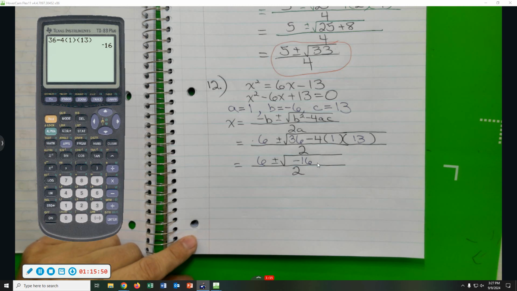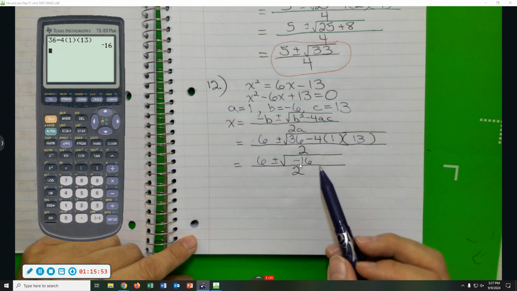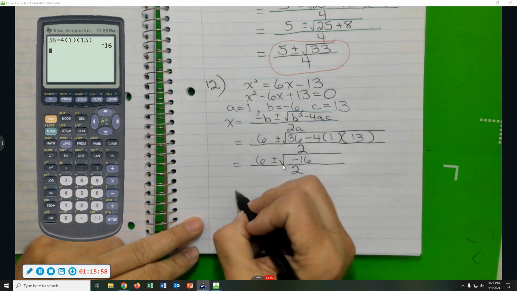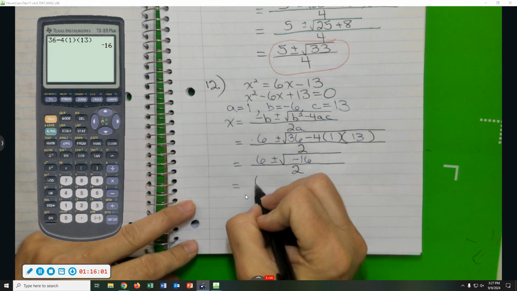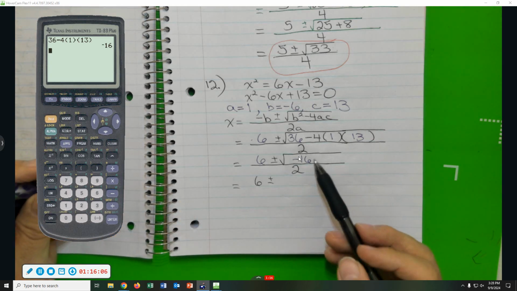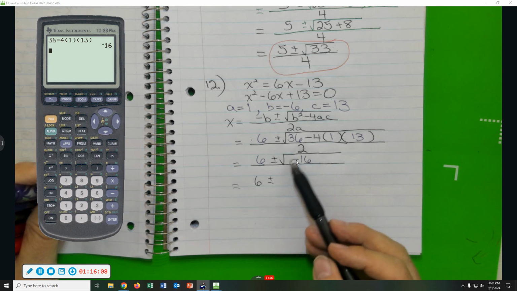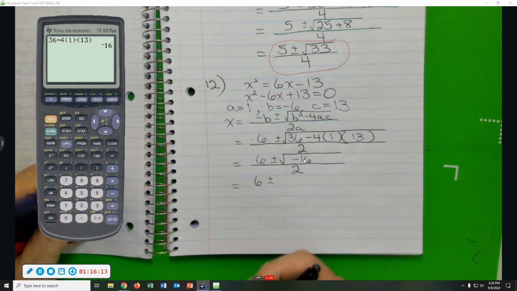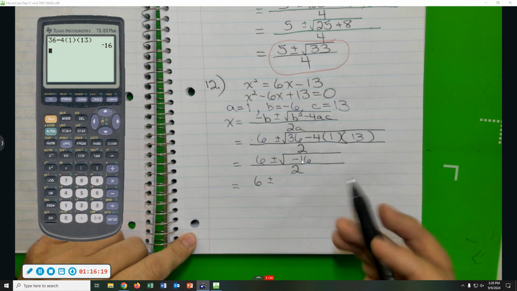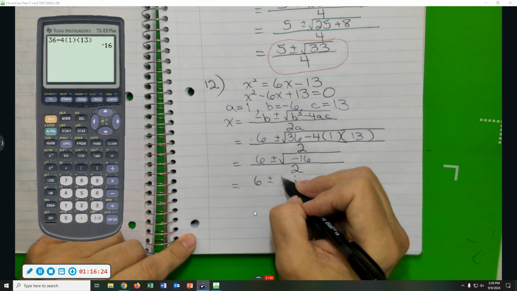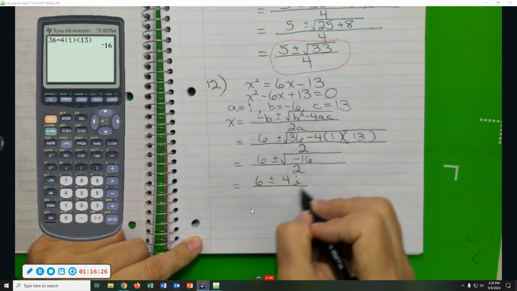Any questions on that negative 16? Well, what am I going to have to do with that negative 16? This is the first time this has happened in a while. We have a 6 plus or minus the square root of negative 16. How is that going to reduce? Realize 16 is a perfect square. Because it's negative, you know you're going to have an i. The square root of 16 is 4, all over 2.